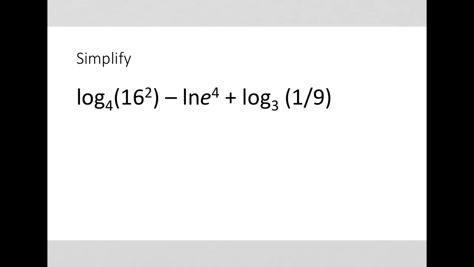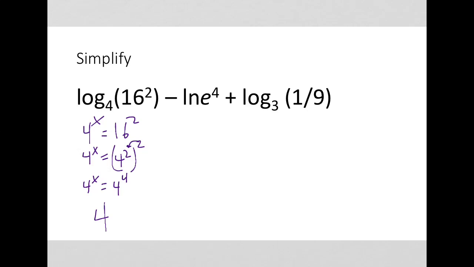More simplifying logs. So notice now we have here 4 to what power equals 16 squared. Well, I'm going to do a little rewriting magic here. I'm going to say 4 to what power equals 4 squared, because 4 squared is 16. So now I'm saying 4 to what power equals 4 to the power of 4 by multiplying those two together. And well, then that has to be 4. So that first log is really equal to 4.